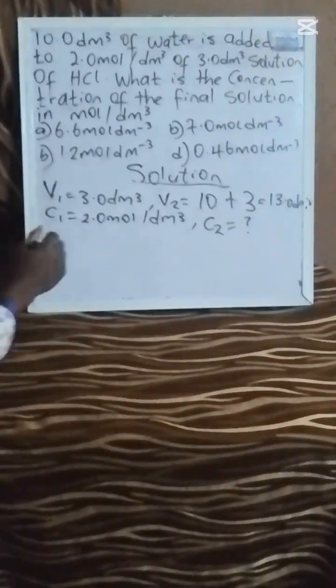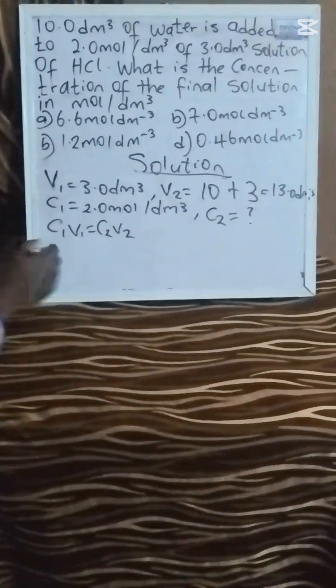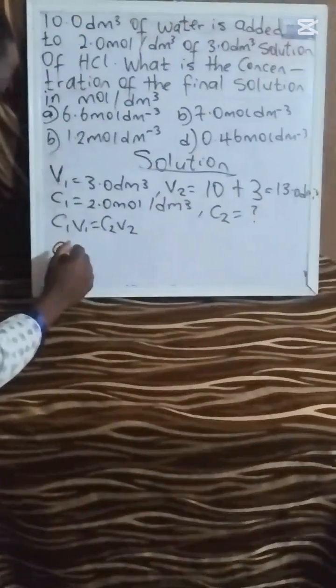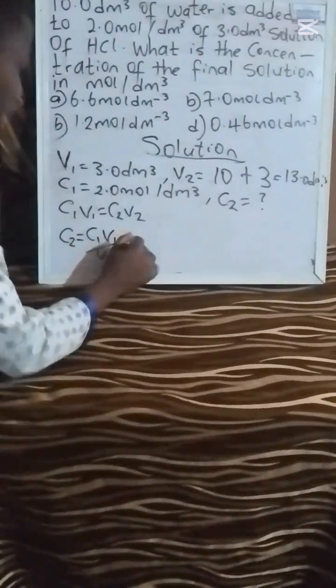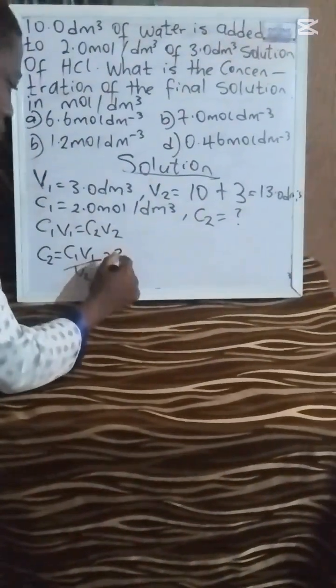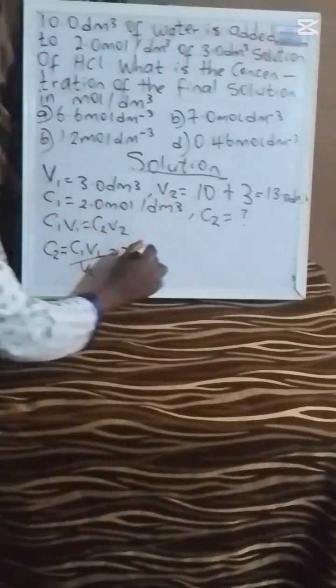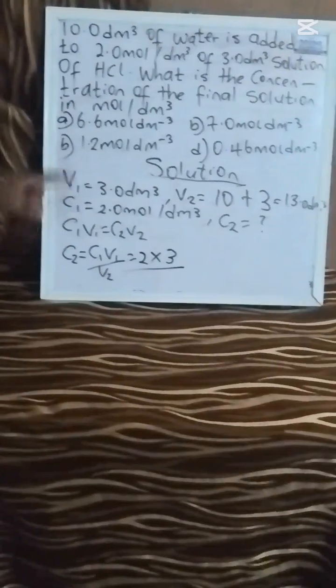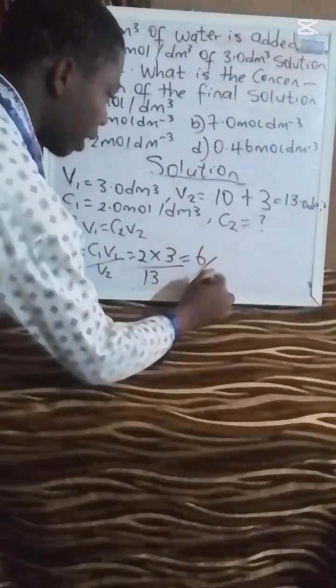So using the dilution formula, I have C1 V1 equals C2 V2. Agree with me? Therefore C2 will be equal to C1 V1 over V2. My C1 here is 3. No, my C1 is not 3. My C1 is 2. My V1 is 3, divided by 13. 2 times 3 is 6, divided by 13.